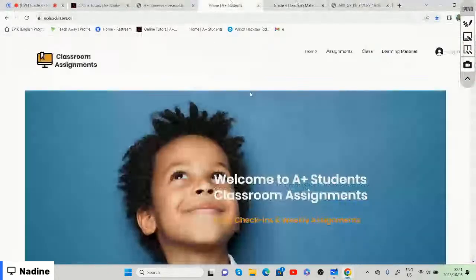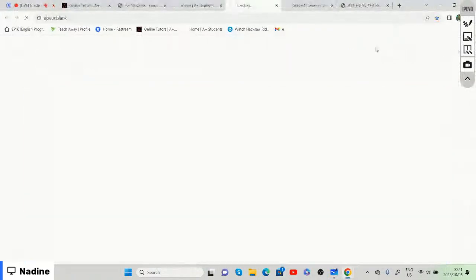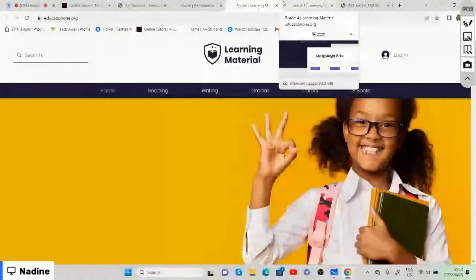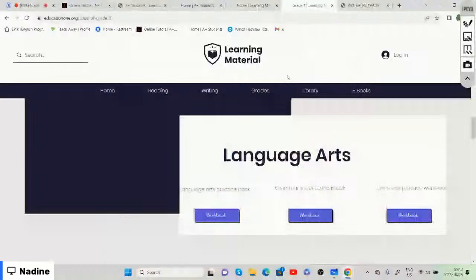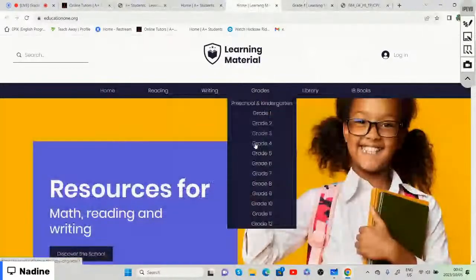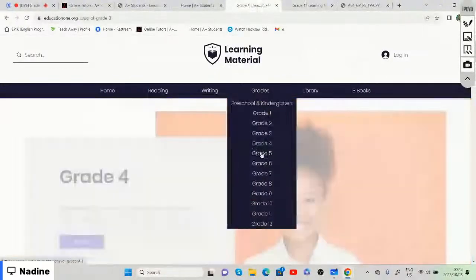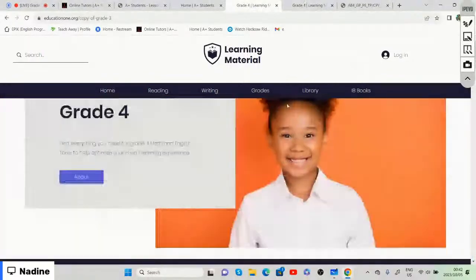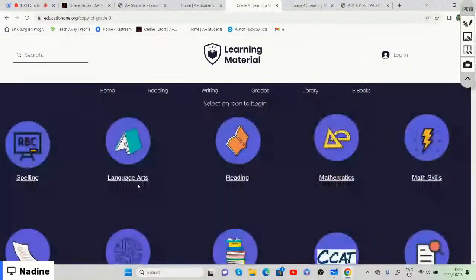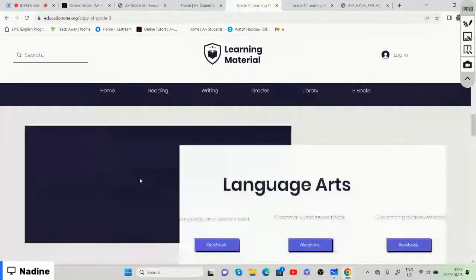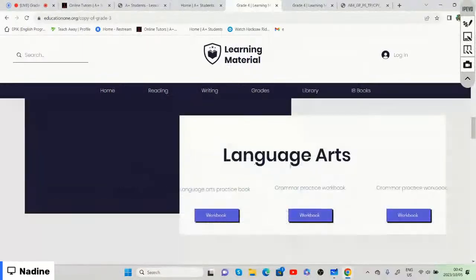All right, so you're going to aplusclasses.ca, and then you're going to learning materials, and then you're going to select grade 4, and then scroll down until you get to language arts. And then we're going to choose the second workbook. So here we have the first, second, and third one. We're going to use the second workbook, which is the grammar practice workbook.